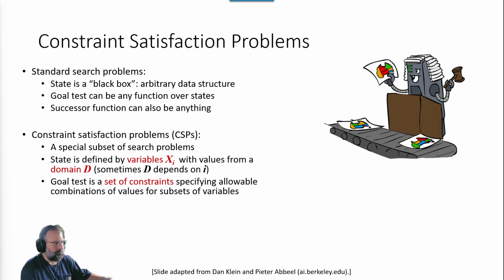To say it more formally, a CSP is a special subset of search problems. It's a kind of search involving state, where state is defined as all of the variables x_i with values from a given domain, a particular domain, capital D, and sometimes D depends upon i. The goal test is a set of constraints specifying allowable combinations of values for subsets of variables.